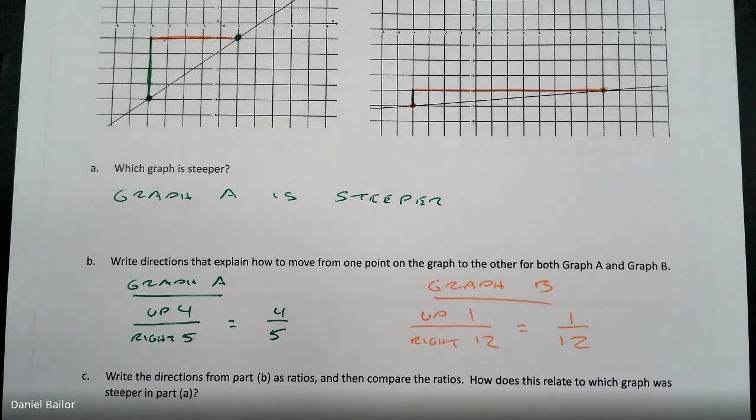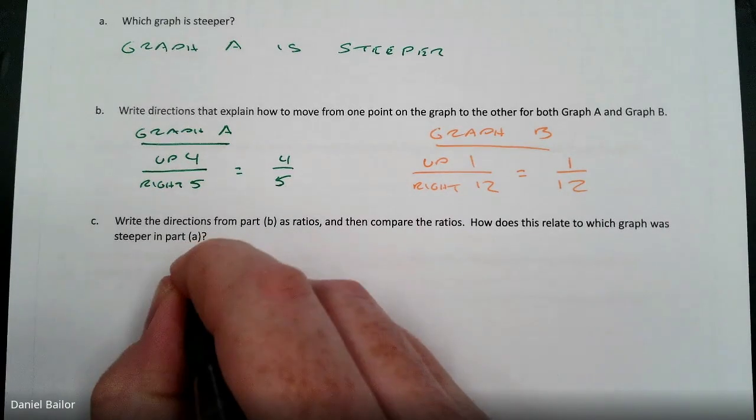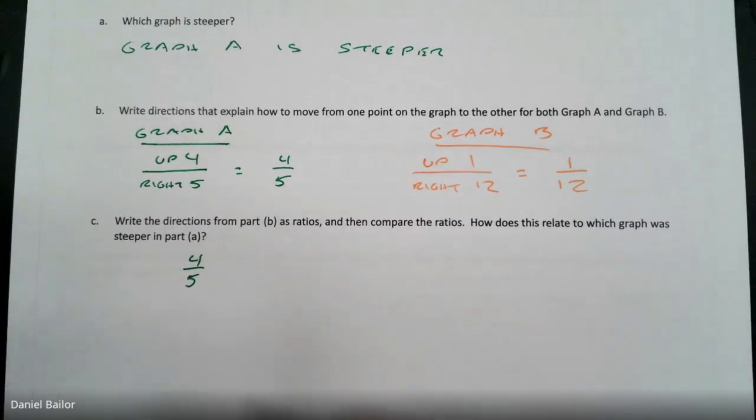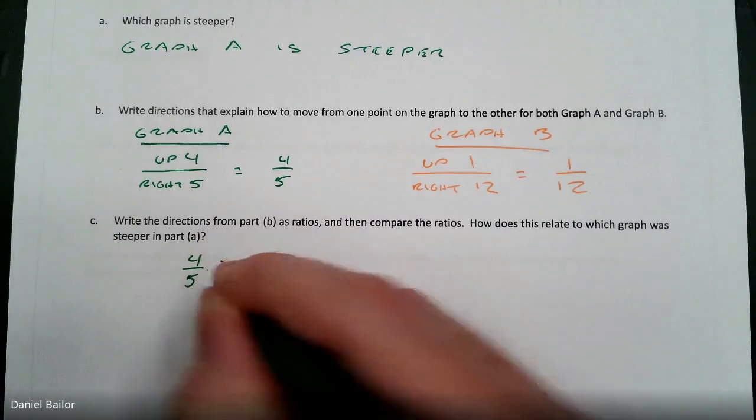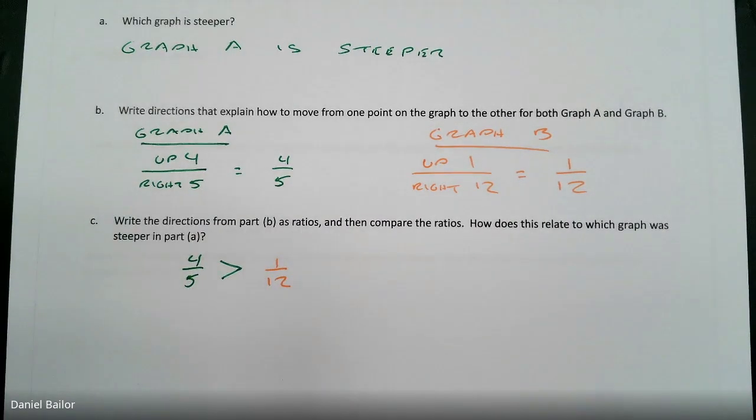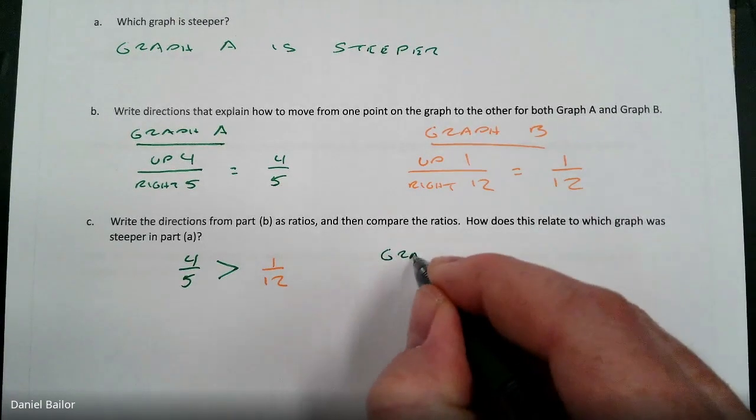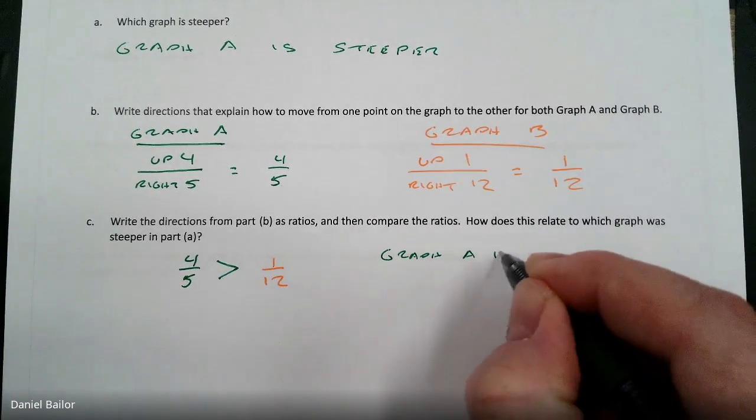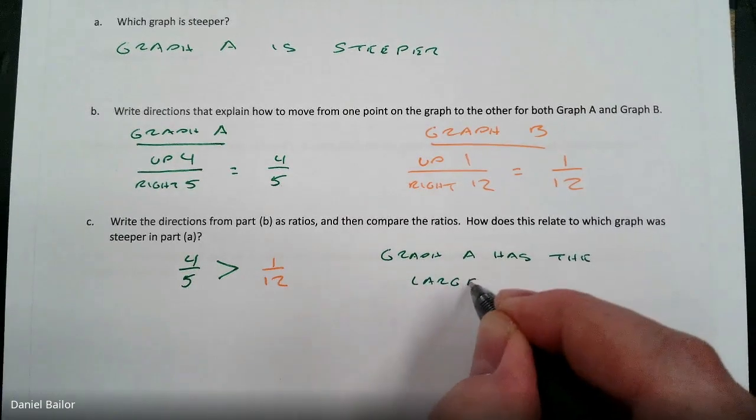Those are our slopes. For part C, let's compare them. We have 4/5. We have 1/12. Which one is greater? 4/5 is greater than 1/12. So let's explain this one. Graph A has the larger slope.